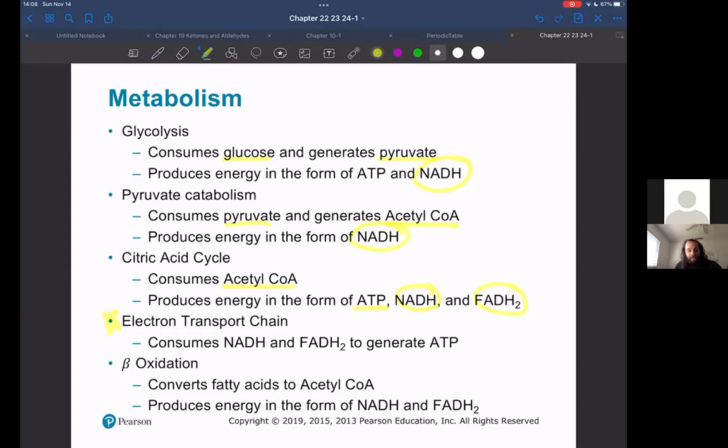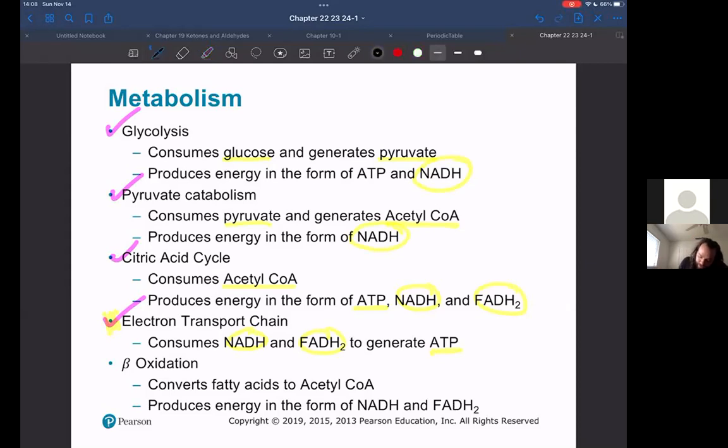So last in this step is the electron transport chain, where all of that NADH and FADH that's been created is converted into ATP. So again, you can see how all of this will lead to an energy payoff of ATP. These reactions happen back to back to back in order to go from glucose to ATP, okay?